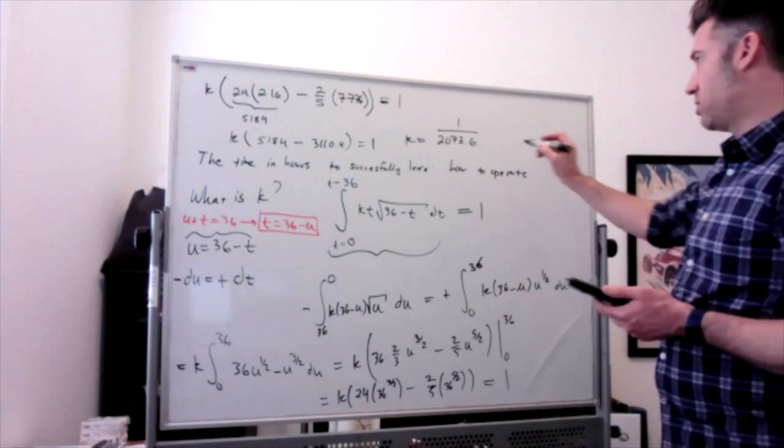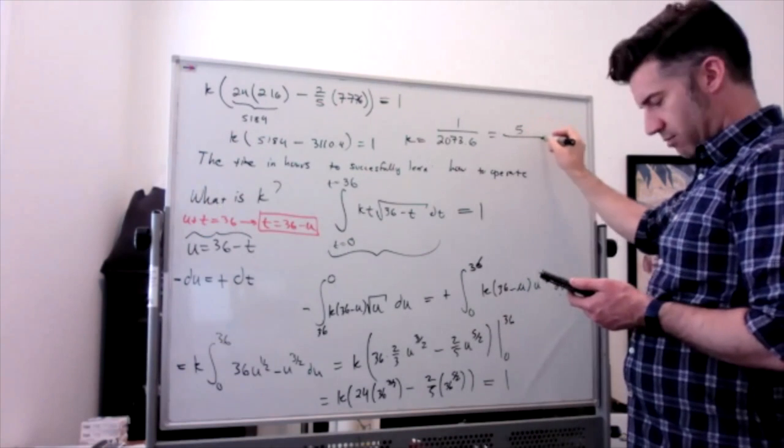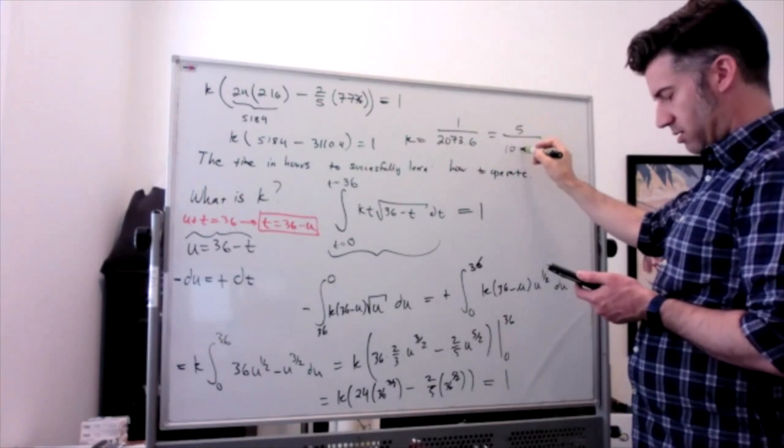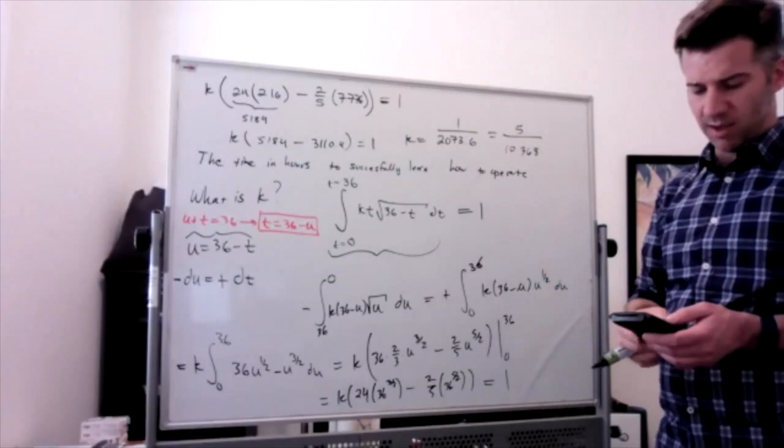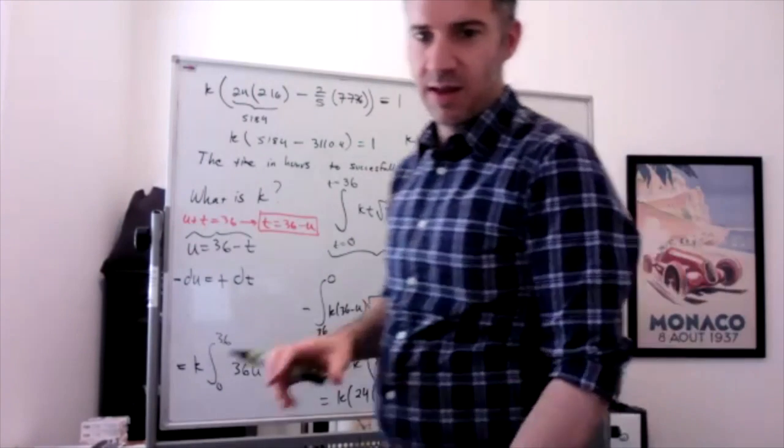So you get k equal to 1 divided by 2073.6. That's gross. Which is 5 divided by 10,368. That's kind of a terrible number for k, I'm not gonna lie.